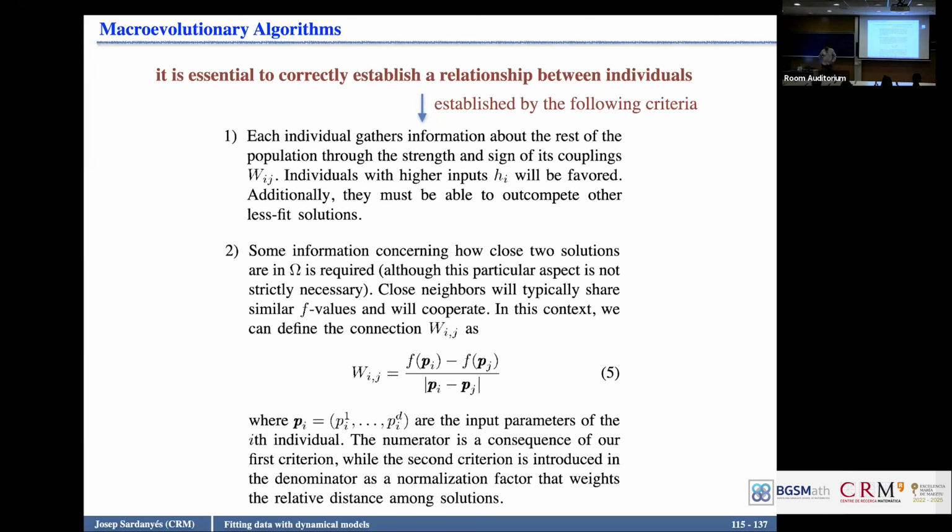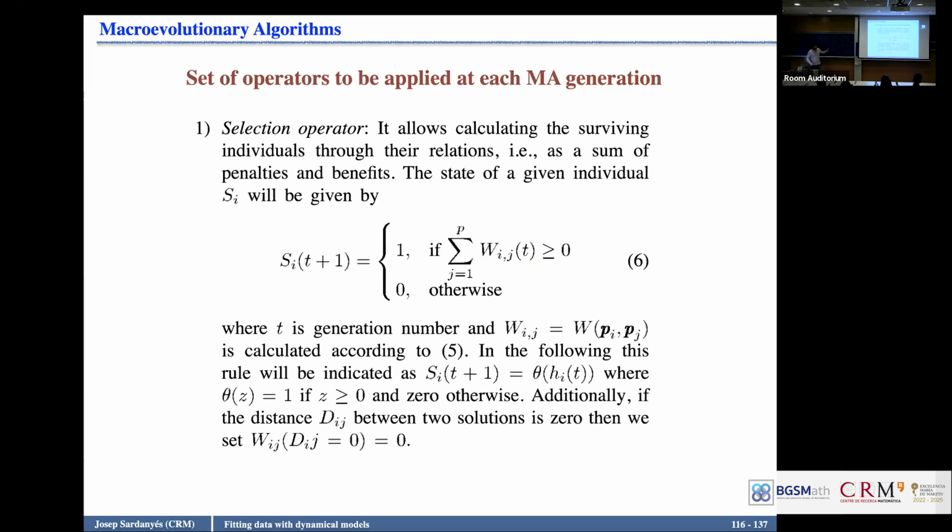Okay, but this is the same as I repeated. So this is the idea of the biological models of evolution translated to the macroevolutionary algorithm. And this is important: we need selection operators. I already explained it. It allows us to decide which ones will survive or not, and for doing so we can do it in different ways. We will show it in another one.